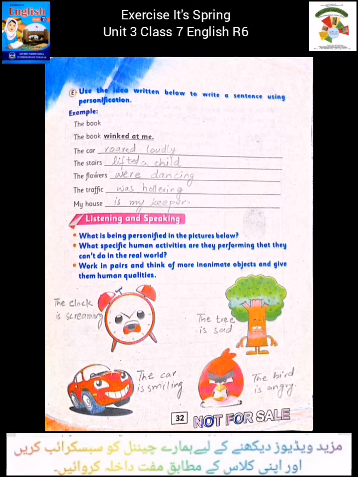The stairs lifted a child. As we know, stairs cannot literally lift a child. We use the stairs to go upwards or downwards, but here we are giving a human quality to lift someone. So the stairs lifted a child. The flowers were dancing. As we have earlier seen this personification in the poem, they were being described as happy. So the personification dancing is used. The traffic was hollering. Hollering means to make awful sounds, to shout or something like that. When there's traffic, there are a lot of cars and bikes, and they all make noise. So for that particular noise, the word hollering is used.